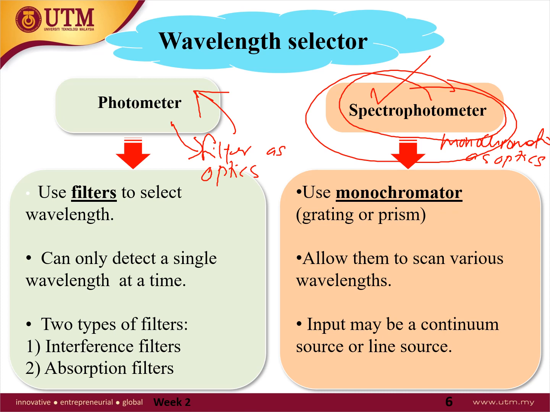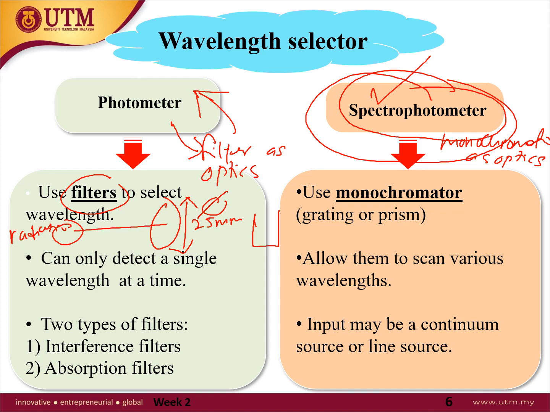Okay, so in terms of the technical difference, a filter is used to select the wavelength. The filter is only this big, just 25 mm in diameter. Okay, this is the diameter. For example, if you have a radiation source here, and then your cuvette here, it goes into the filter. Each filter can only give you one wavelength.